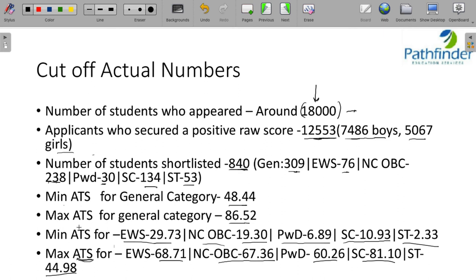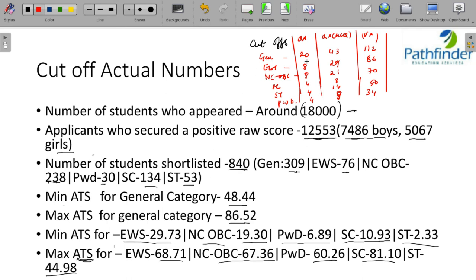Now let us look at the actual cutoffs. For general category QA short answer type, the cutoff was 20. QA MCQ, the cutoff was 43. And the verbal ability section, the cutoff was 112. These are actual cutoffs. For EWS, the corresponding figures are 8, 29 and 86. For NCOBC category, 8, 21 and 70. SC, 4, 8 and 50. And PWD, 4, 8 and 34 are the actual cutoffs.